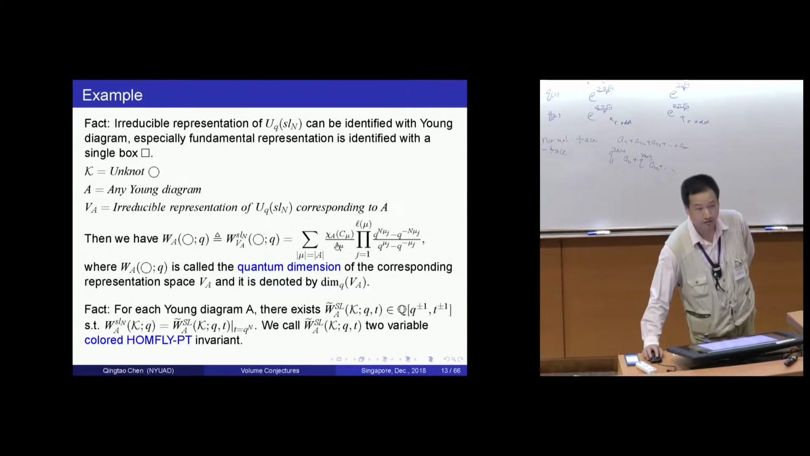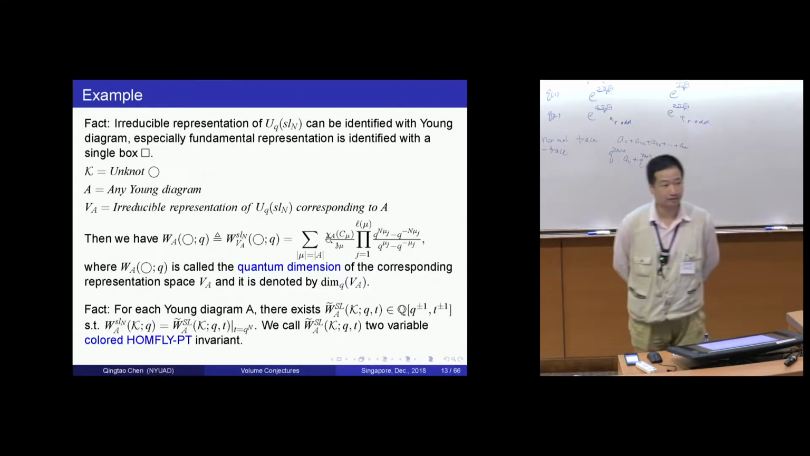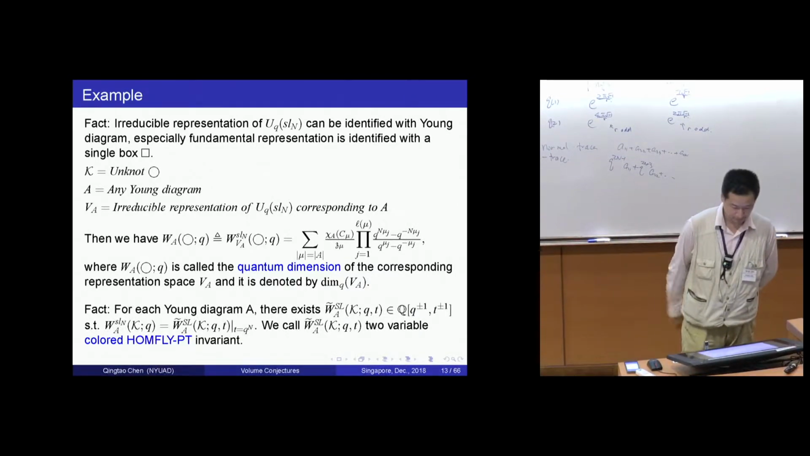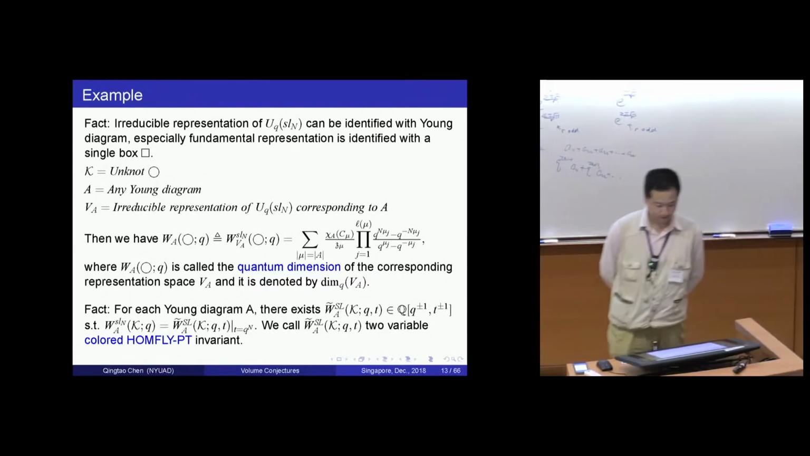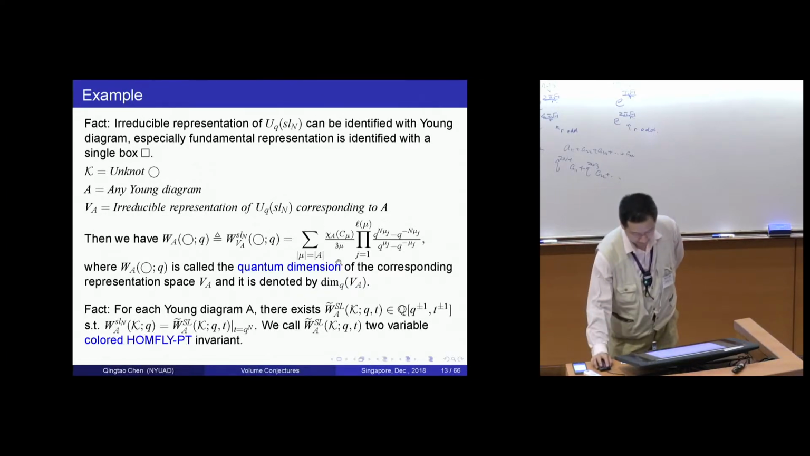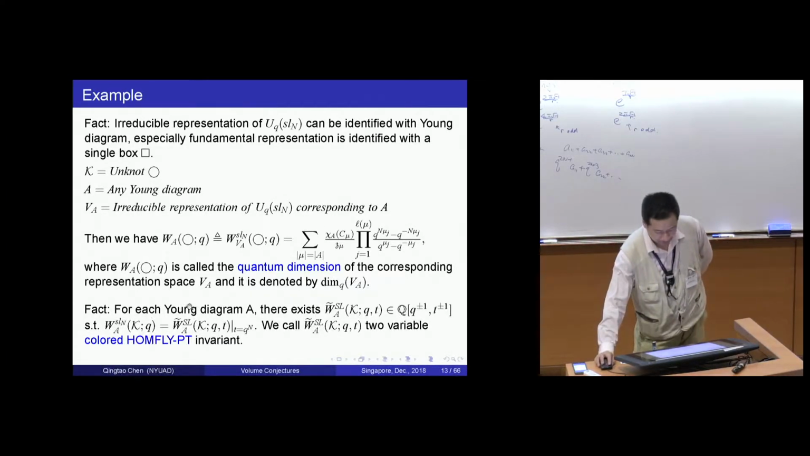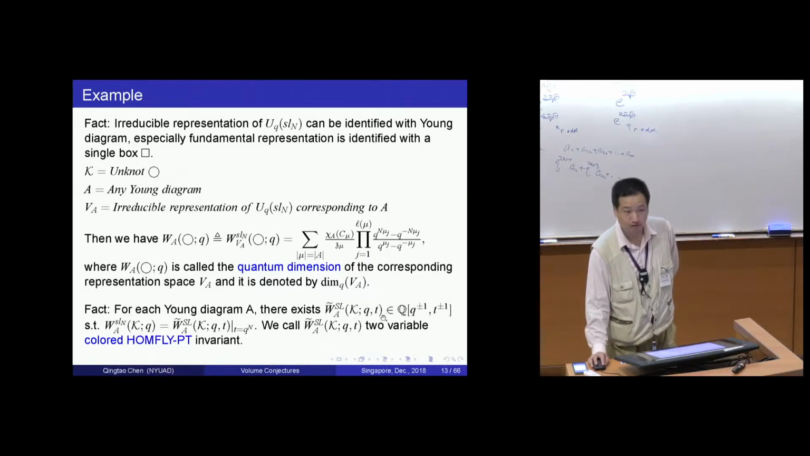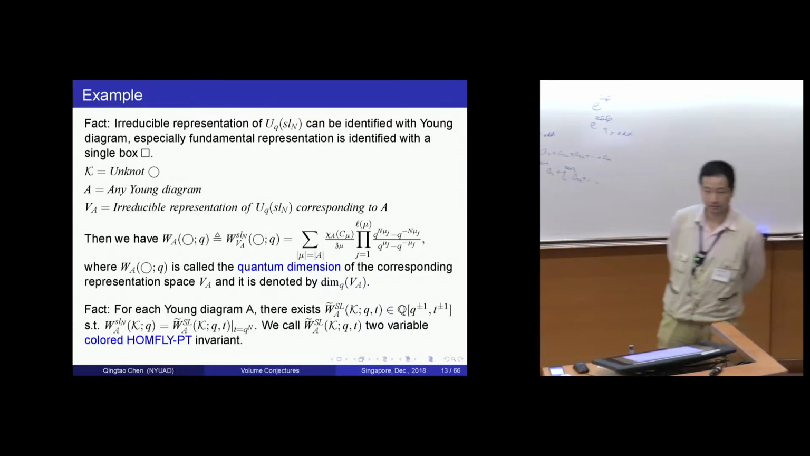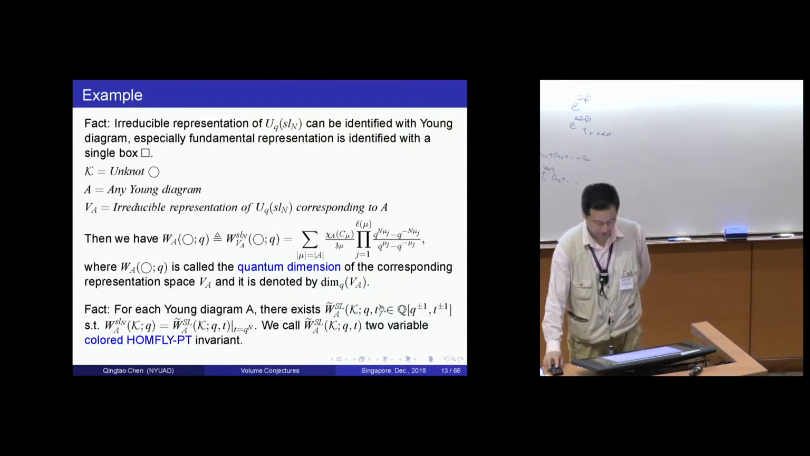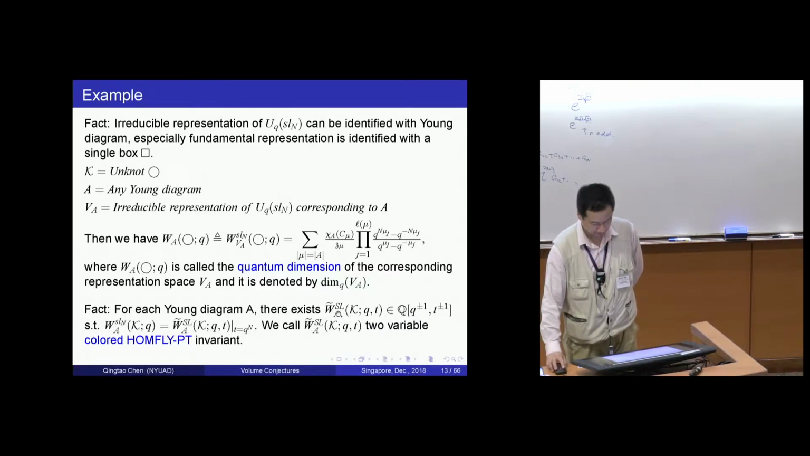And Z mu is the order of the conjugacy class, and C mu is the conjugacy class. Chi A is the irreducible character associated to this Young tableau. And WA is called the quantum dimension of the corresponding representation space VA. For each Young diagram, there exists such a two-variable quantum invariant equal to this one-variable quantum invariant. This two-variable quantum invariant we call the colored HOMFLY-PT invariant, not the colored HOMFLY-PT polynomial, because it's not a polynomial yet. It's the quantum colored HOMFLY-PT invariant.